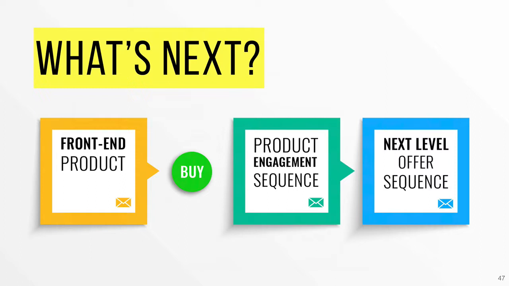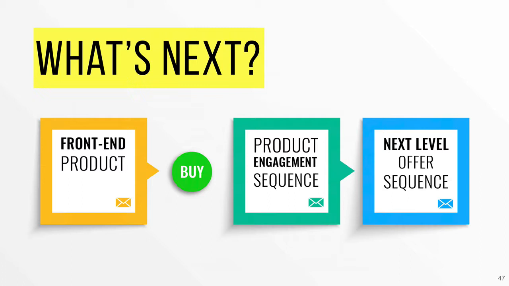What you can also do is do a next level offer sequence. So if this is a front-end lower price product, after you finish the engagement sequence, you can then send them information on a next level product. So you might offer your flagship course as the next level offer. So you might have some content go out to them that's actually an offer sequence for your flagship course.